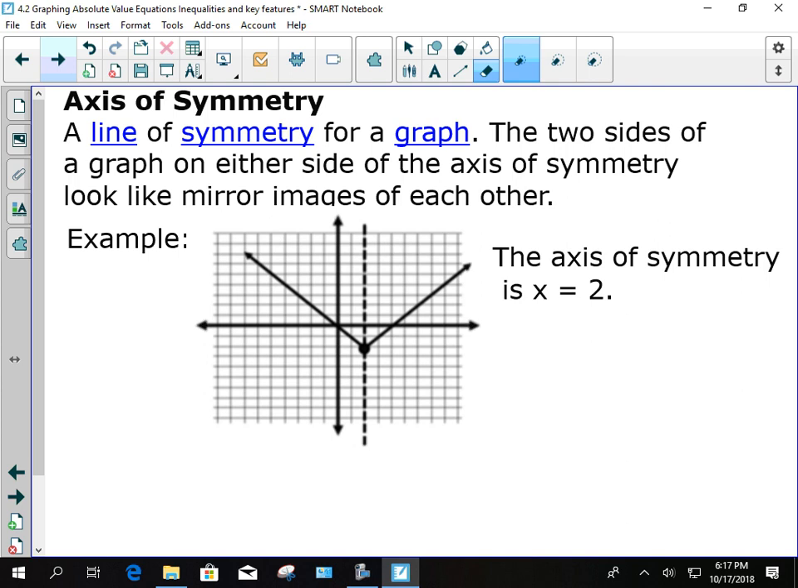Axis of symmetry: a line of symmetry for a graph. The two sides of the graph on either side of the axis of symmetry look like they're mirror images. So your vertex is your axis of symmetry. Right here, my vertex is at 2. It cuts the graph in half, which means this side is the same as this side. So I write it x equals 2. That's my axis of symmetry.